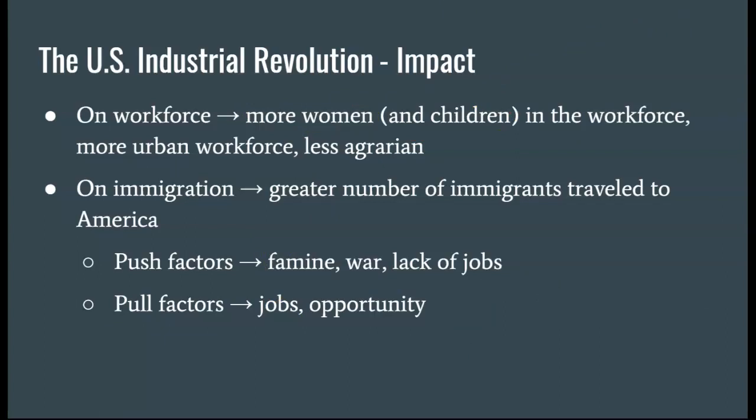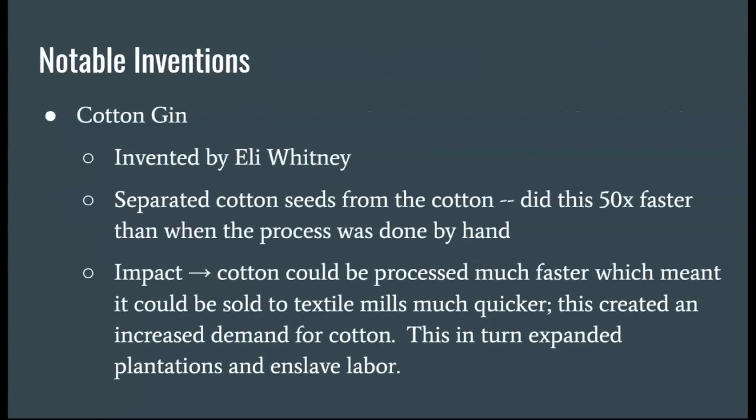All right, let's look at two notable inventions, and then we will wrap this up. So the first one we want to talk about is the cotton gin. The cotton gin was invented by Eli Whitney, and it separated the cotton seeds from the cotton. This was huge because it did it 50 times faster than when the process was done by hand. So it greatly increased the amount of cotton that could be processed.